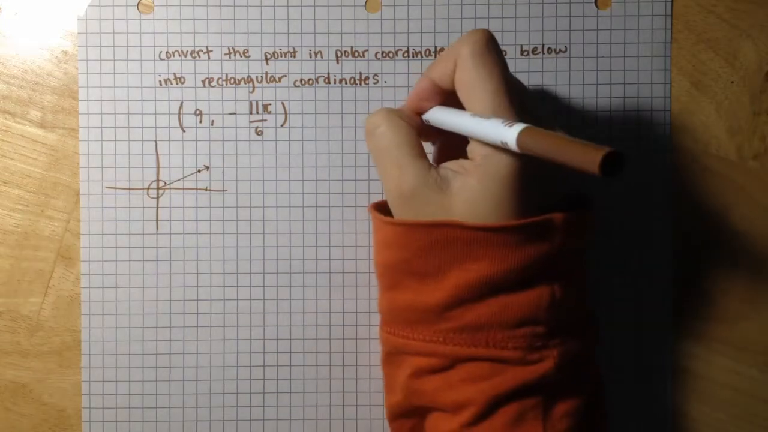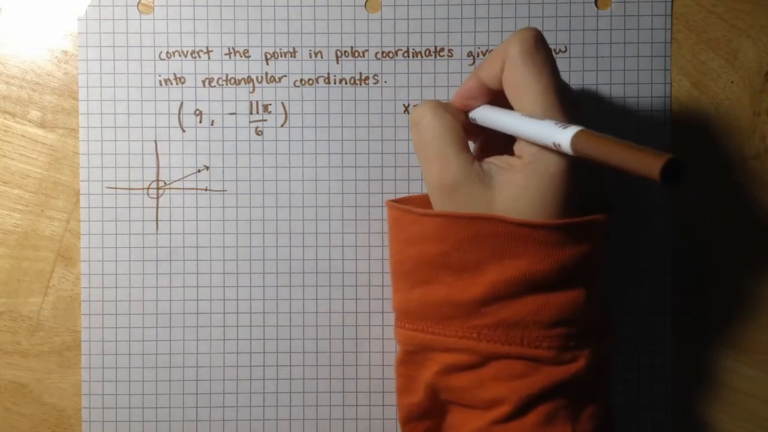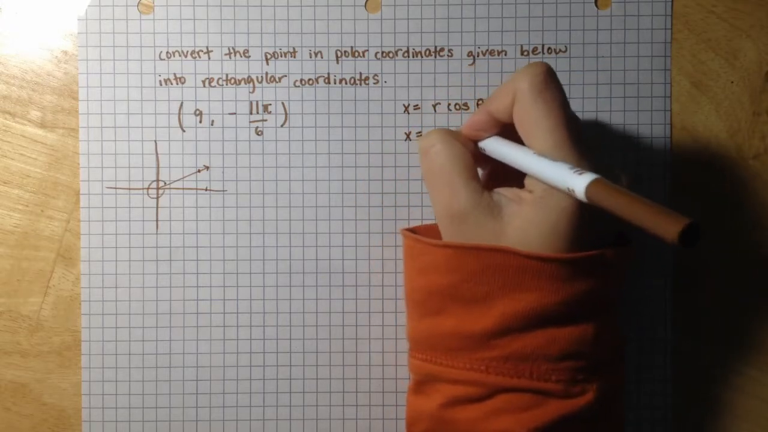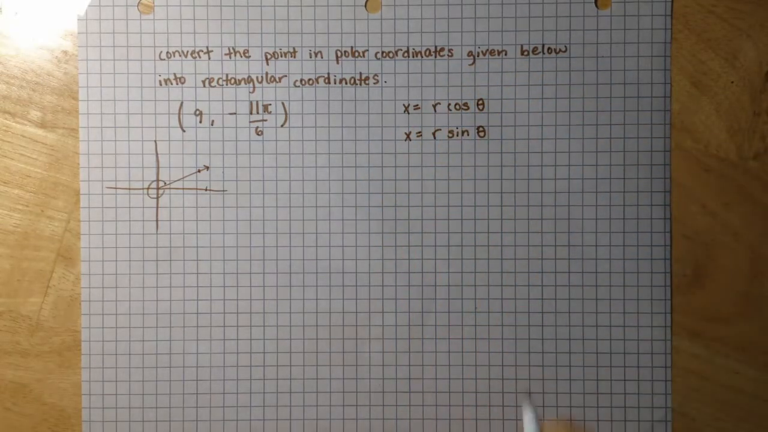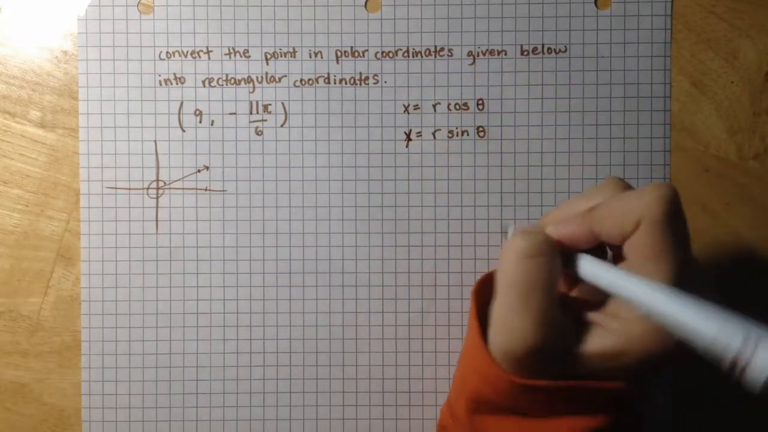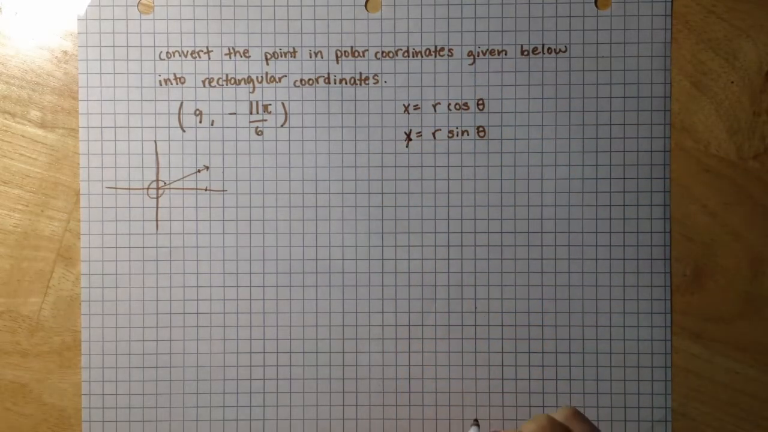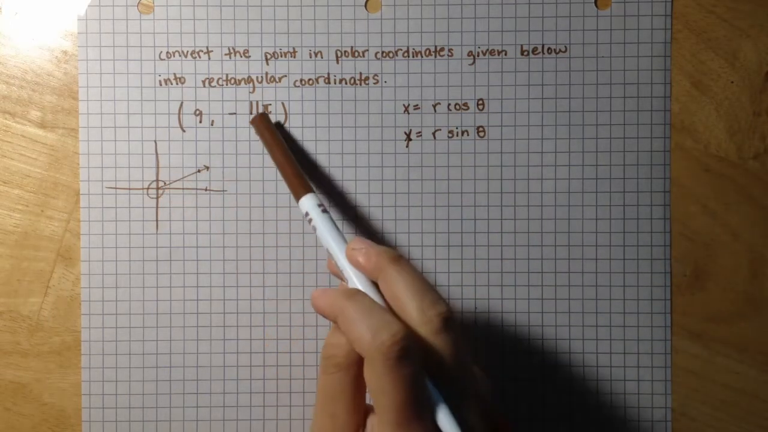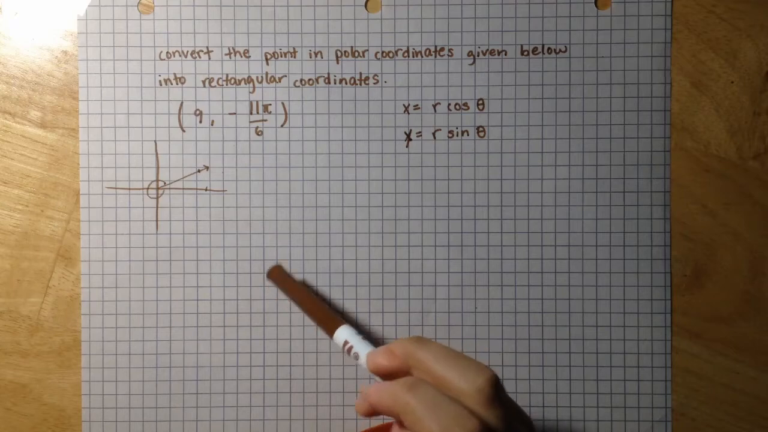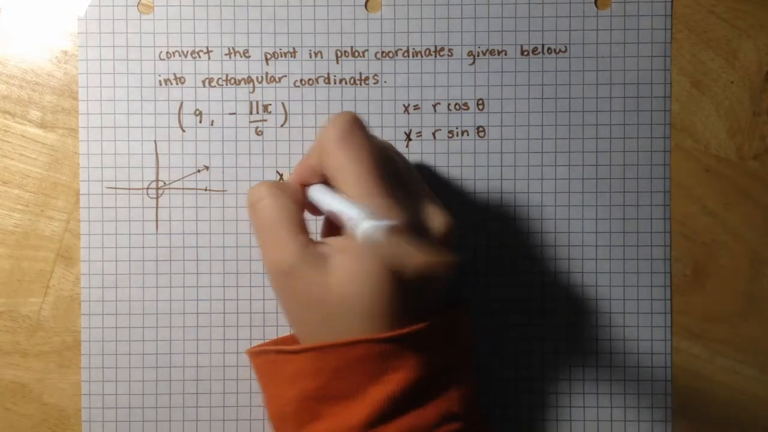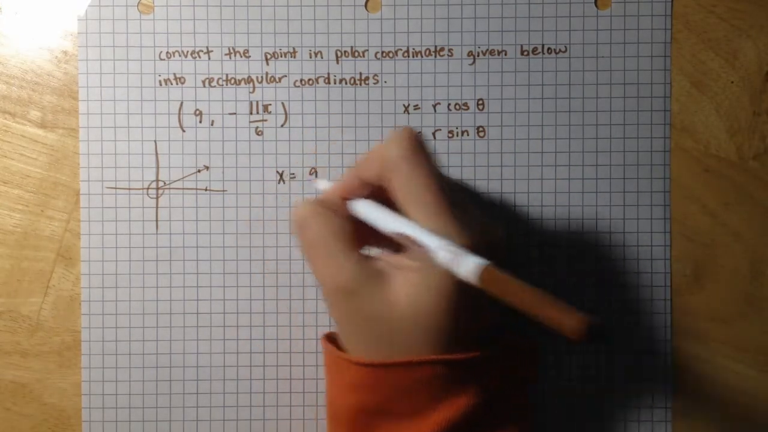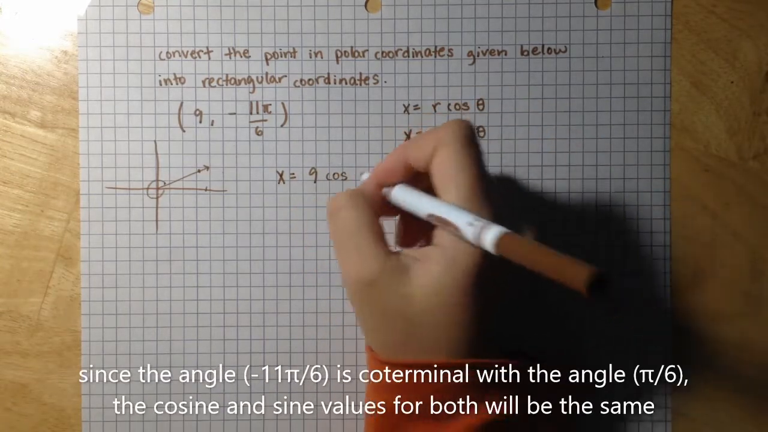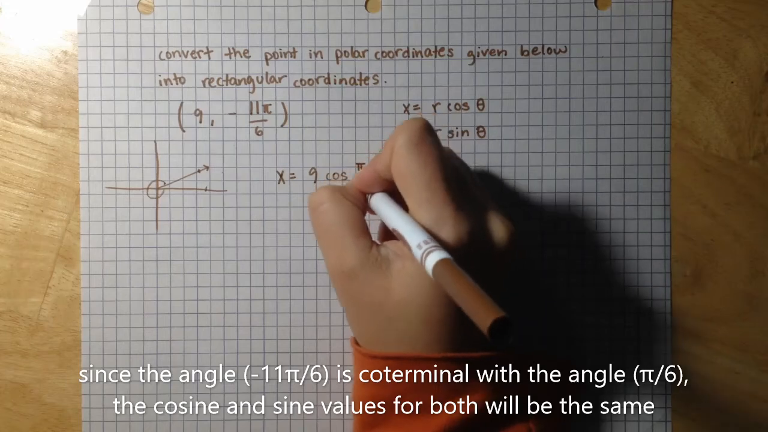So let's use our two equations, x equals r times the cosine of theta, and y equals r times the sine of theta. And for theta, let's use π/6 because it's coterminal with negative 11π/6. So x equals r, which is 9, times the cosine of theta, which we can say is π/6.